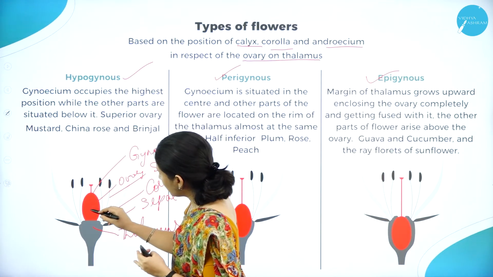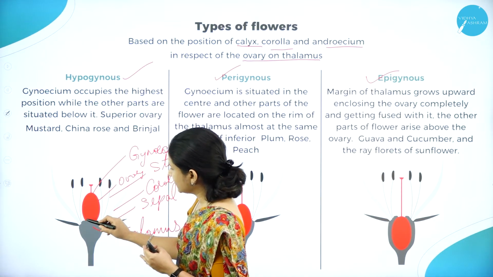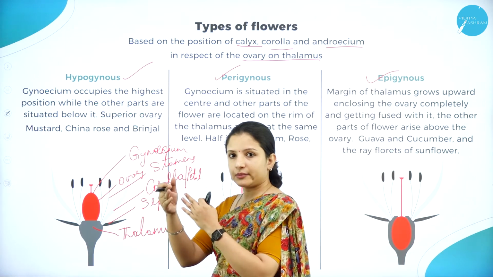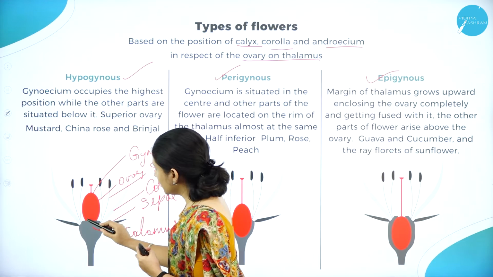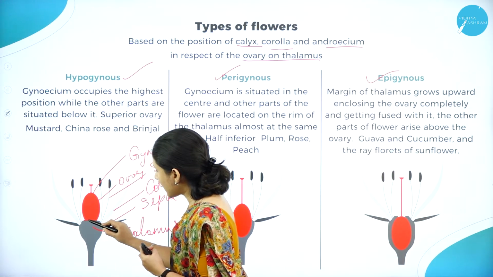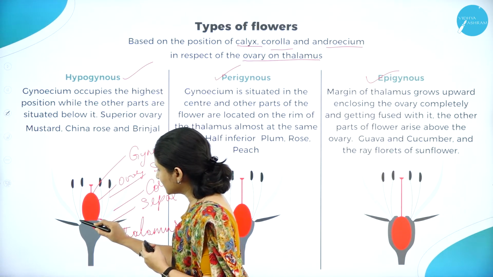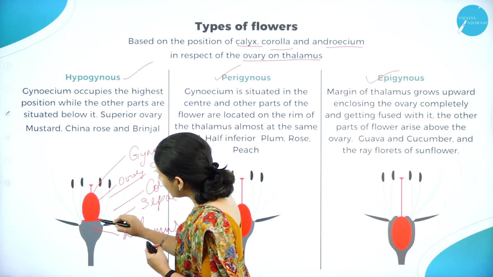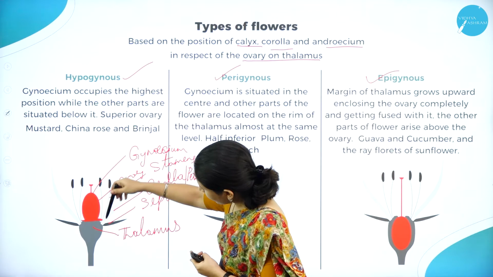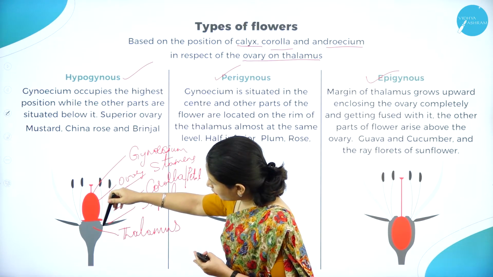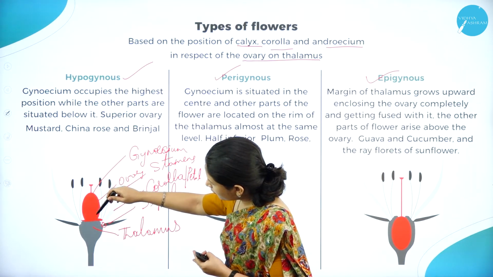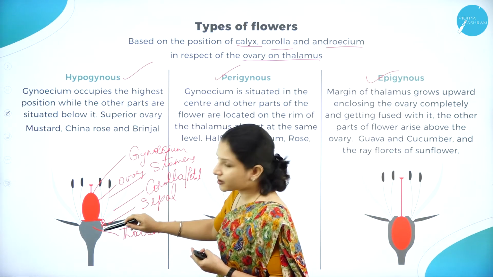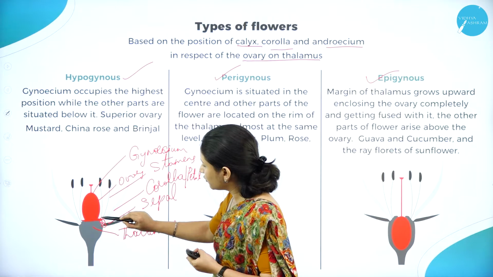So now look at the ovary. The gynoecium is present above all the other parts. Can you see here? The gynoecium actually ends here. The ovary is present here. So below the ovary, all the other parts are present. The sepals are present below the ovary, the petals are also present below the ovary, and the stamens or the androecium are also present below the ovary.